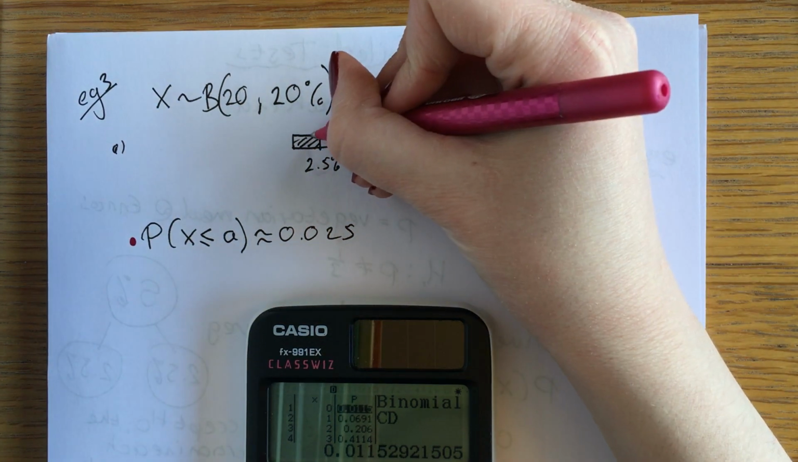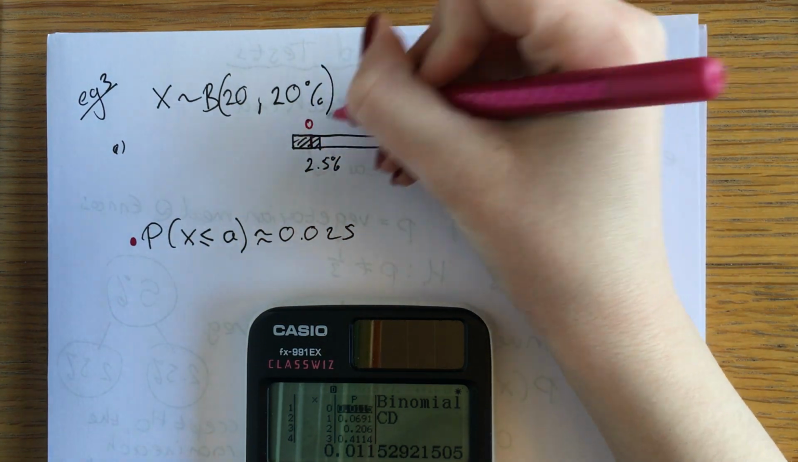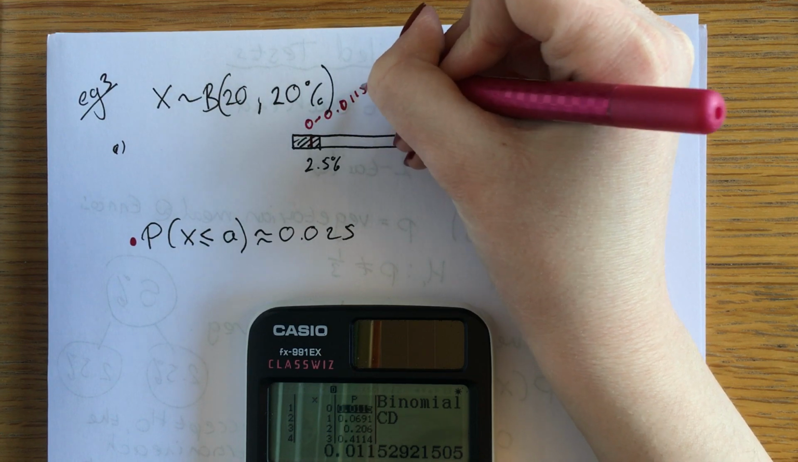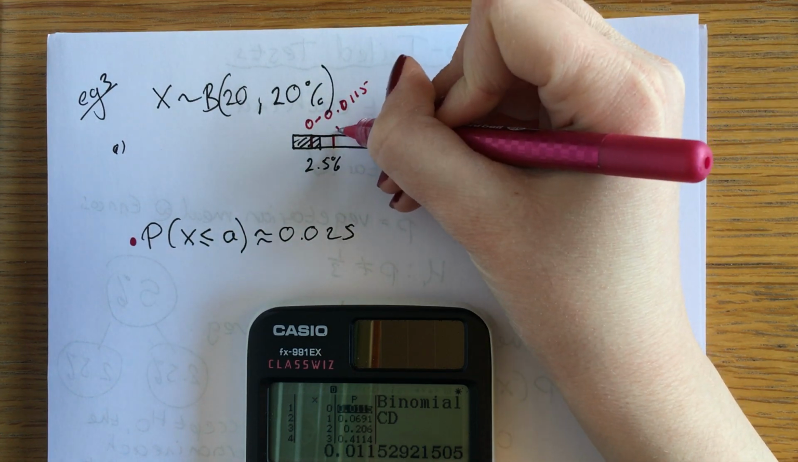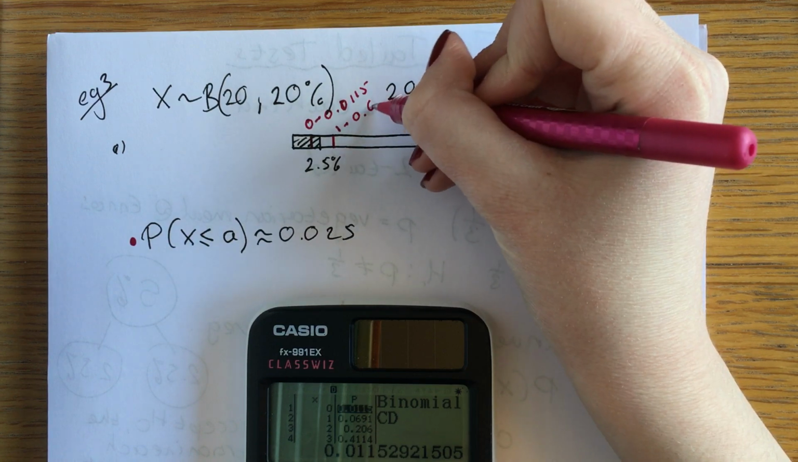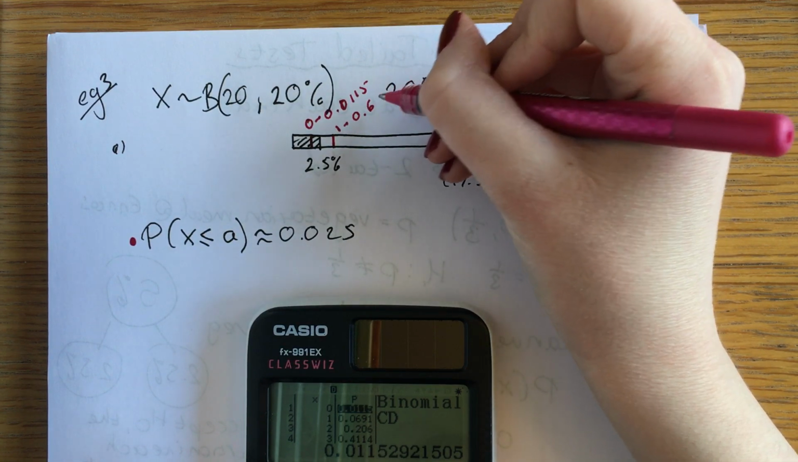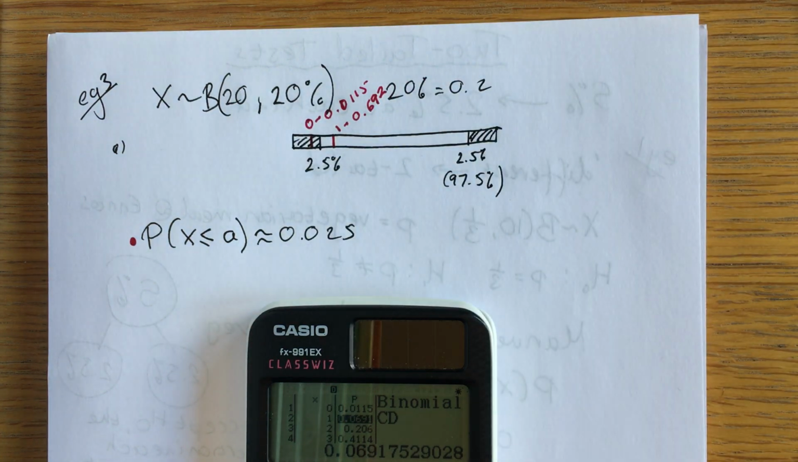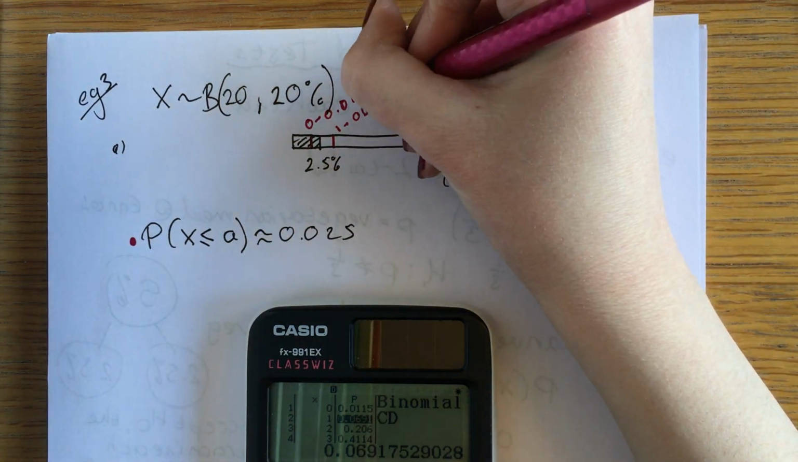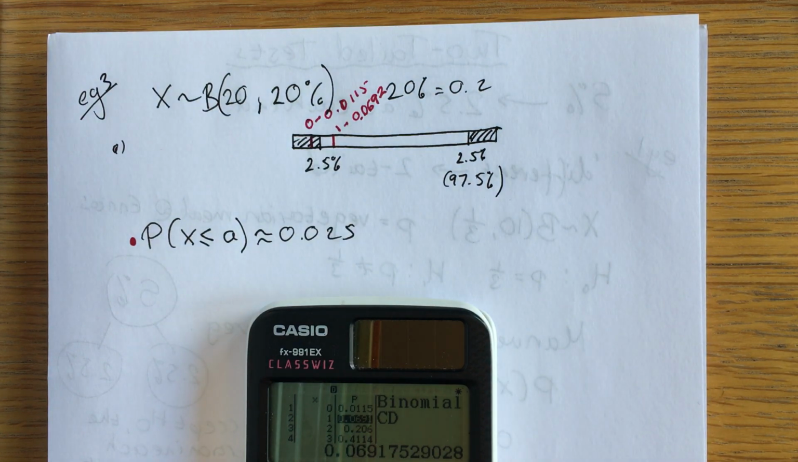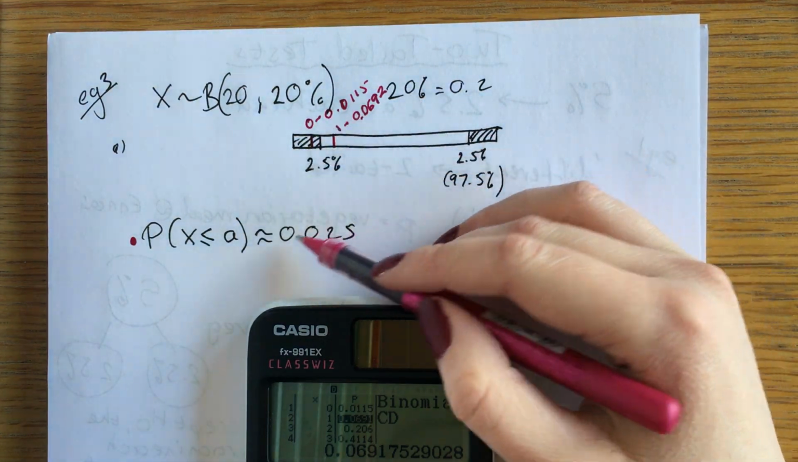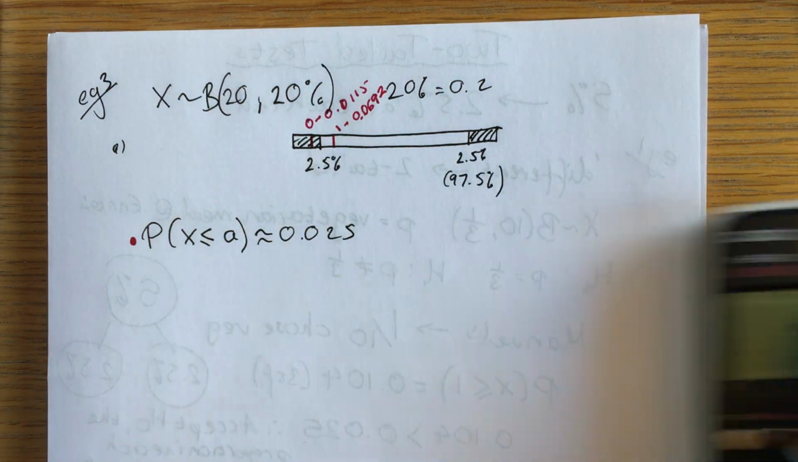So I've got 0 days, 0.0115, and I've got 1 day, which is 0.0692, both to 3 significant figures. So I need to decide which one is closer to 0.025.